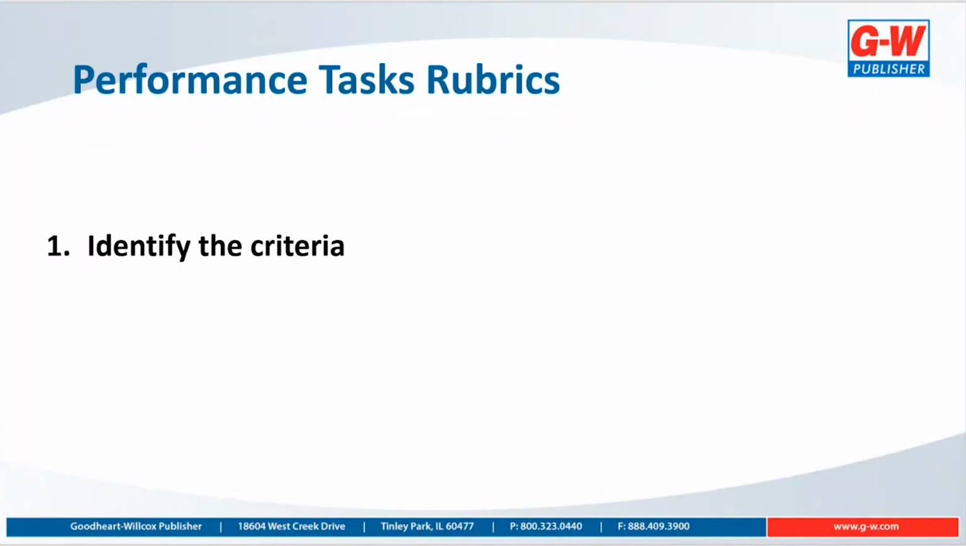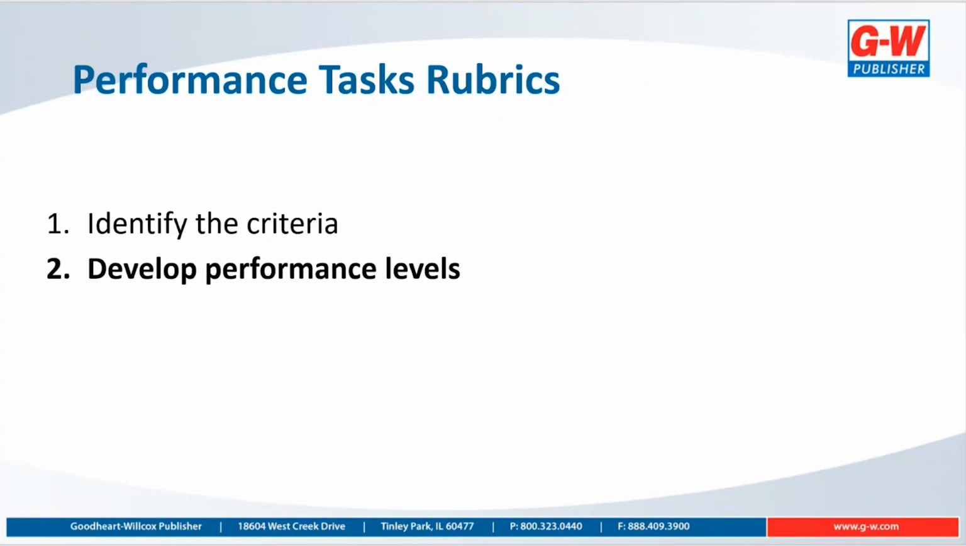Once we have identified the criteria of the performance task, we're then going to develop performance levels. So we're going to create some type of rating scale, which determines the number of performance levels. So it could be a 4-point scale, where maybe a 4 is exceeds expectations. A 3 would be meet expectations. A 2 would be approaching expectations, and a 1 would be below expectations. Whatever it is, you can create the rating scale. For each of those levels, then, you provide a clear description of what the student work looks like.